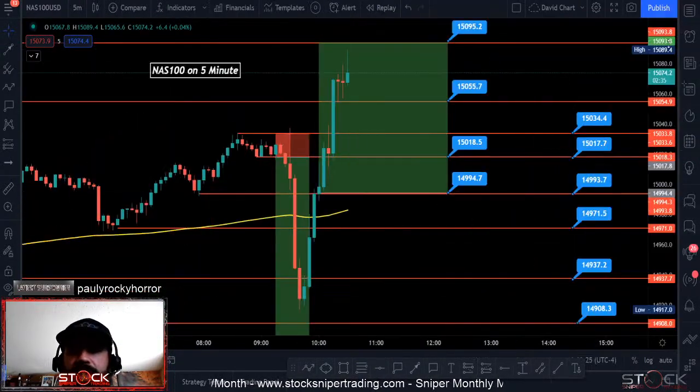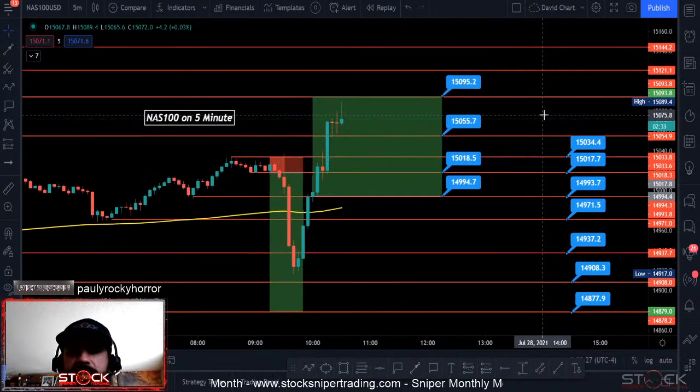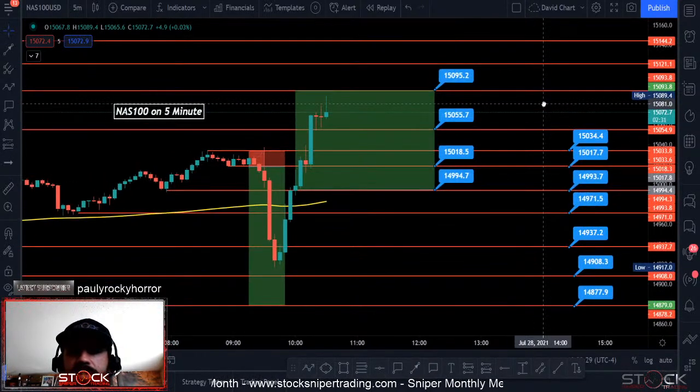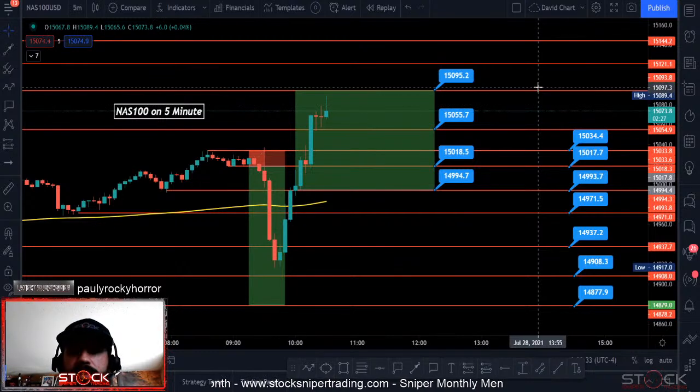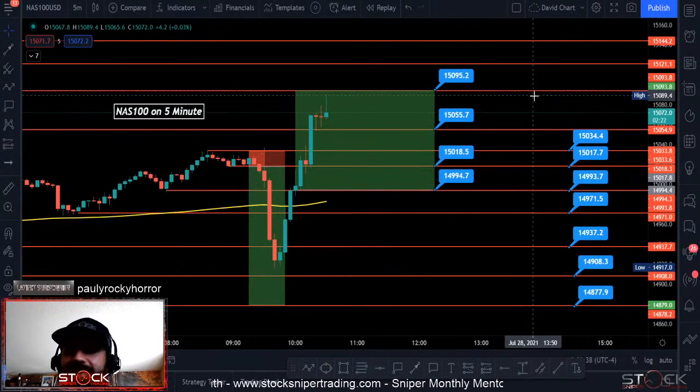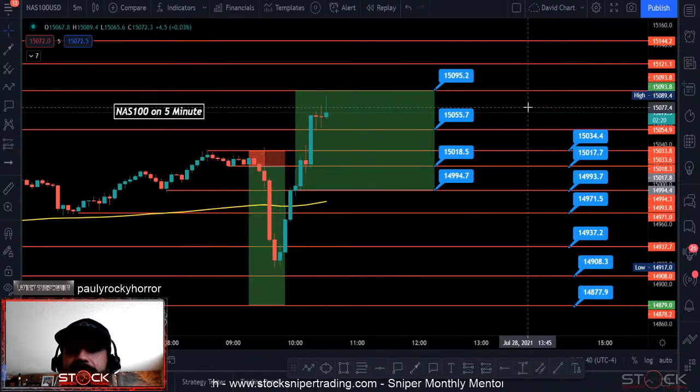There we go, NASDAQ, guys. Look at that. NASDAQ had an erratic candle flash up and flash right back down, guys. But it almost hit our TPs.